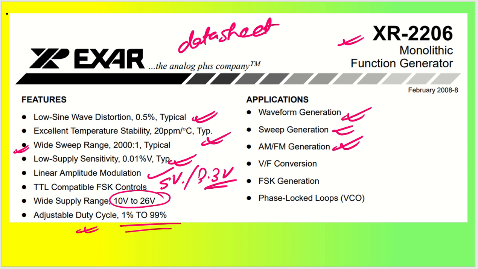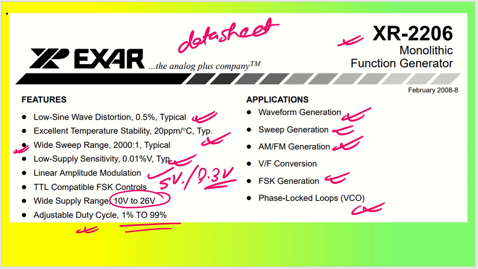Voltage to frequency conversion means it can be used for analog modulation also, angle modulation as well. Then it can be used for frequency shift keying generation and VCO, that is, phase lock loop voltage controlled oscillators also. So these are the very important features and applications of this particular function generator IC, which is XR2206.